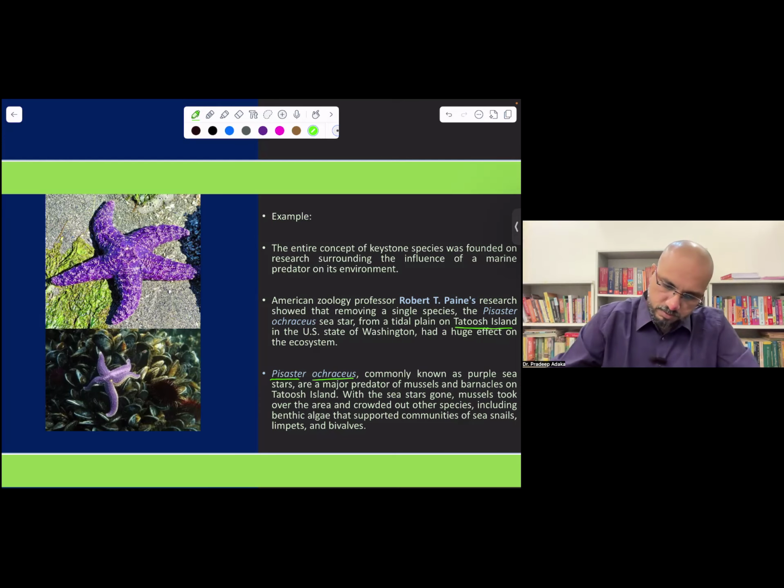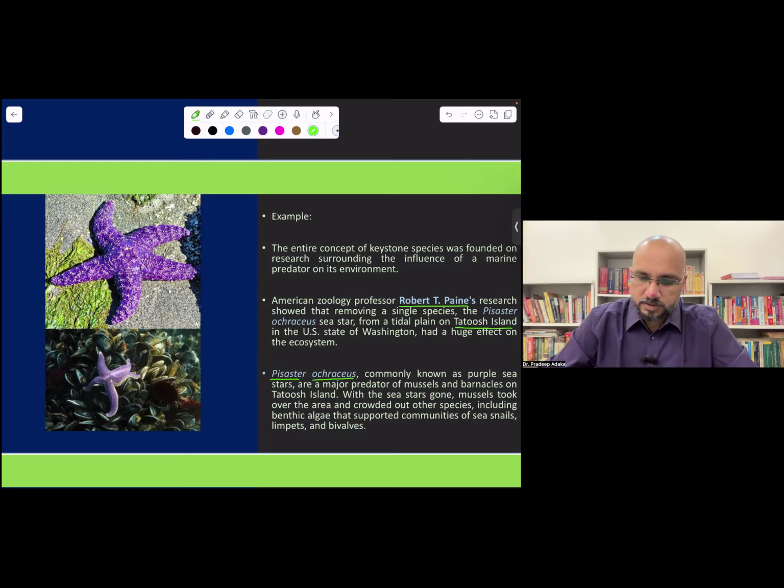This research was done by Robert T. Paine. Robert T. Paine's research showed that removing a single species, Pisaster ochraceus, the purple sea star, from the tidal plains of Tatoosh Island had a huge effect on the entire ecosystem. This purple sea star is a predator.